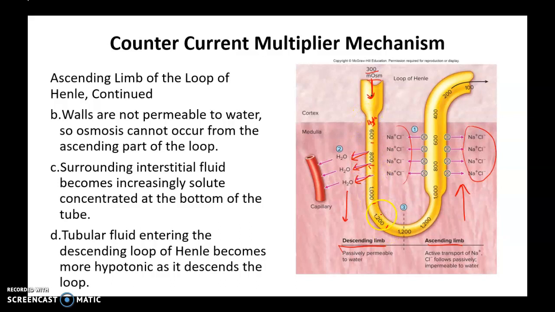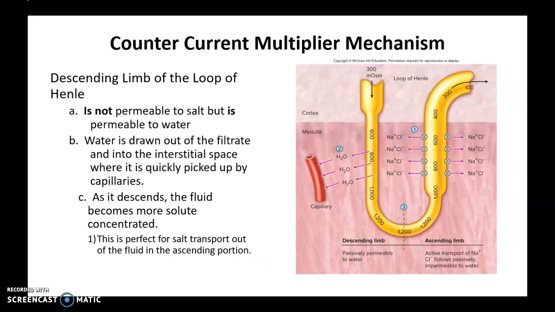The more concentrated the filtrate becomes, the more salt will be pumped out from the ascending limb. Okay, and the water that comes out actually enters capillaries and gets back to our circulatory system. All right. So this is, I have explained this.